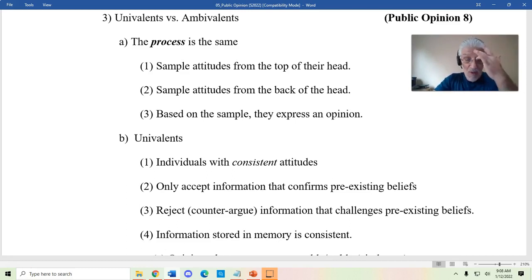So what is this distinction between univalence, people who are univalent, and people who are ambivalent? The word valence refers to intrinsically positive or intrinsically negative feelings about something. So when somebody is univalent, what I'm basically saying is that they have one dominant feeling about whatever we're talking about. Now, before I start off, let me make clear that being univalent doesn't mean that you're closed-minded.